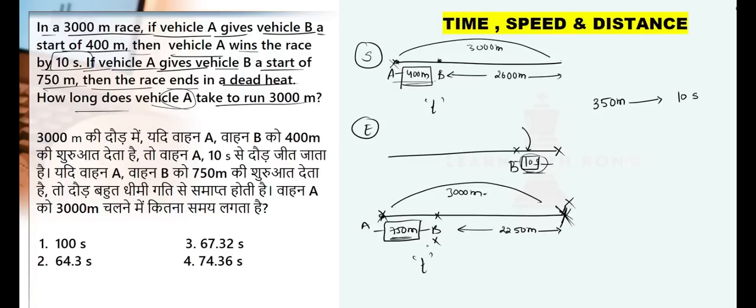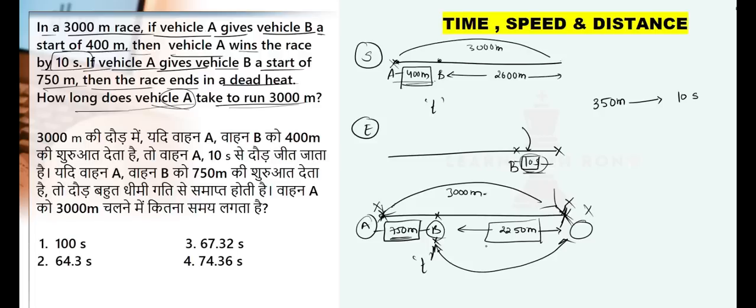So, here they asked us to find vehicle A's time to run 3000 meters. See here, from B's position to this position means 2250 meters. The time taken by B to run from this point to this point is the same as the time taken by A to run from this point to this point, right?